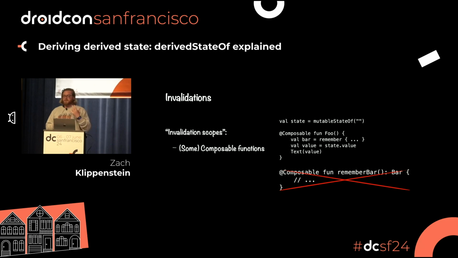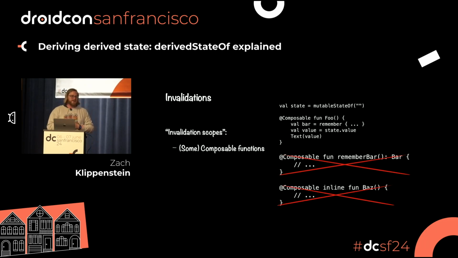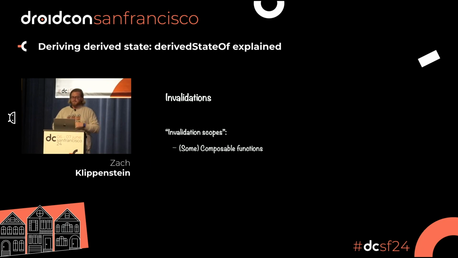If a composable returns a value that's not unit, it's not an invalidation scope, because the caller of that function needs to be called again in order to get the return value. So there's no point in rerunning a composable that returns something without rerunning the caller. And inline functions are also not invalidation scopes because an inline function just means that the body gets copied into its caller, so it's just part of the calling function. So some composables are invalidation scopes.